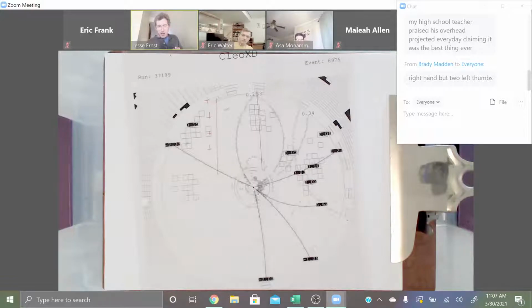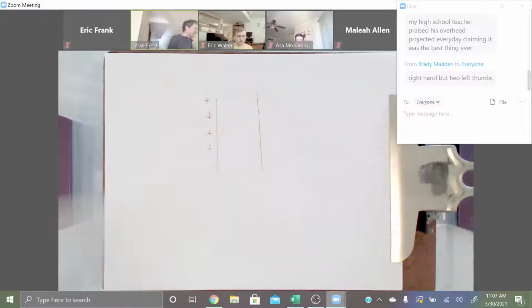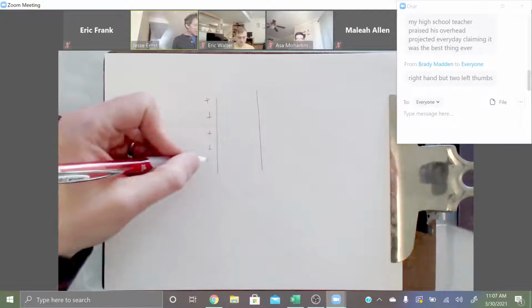Yeah, I don't know about overhead projectors. I was happy to see them go. Left-handed people never liked overhead projectors because the ink would always wind up on your hand. So I was very happy to see them disappear.